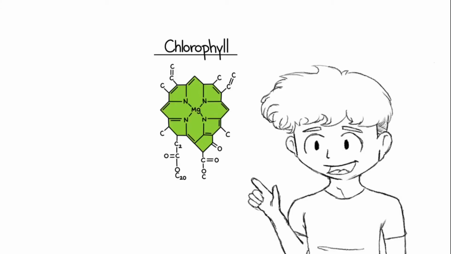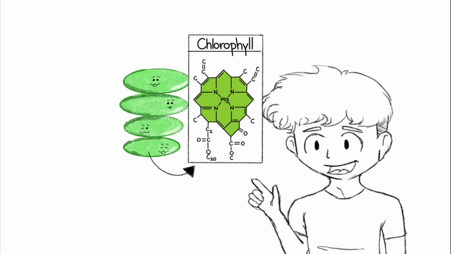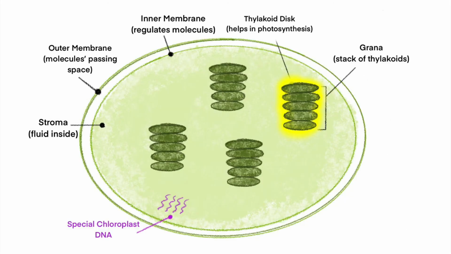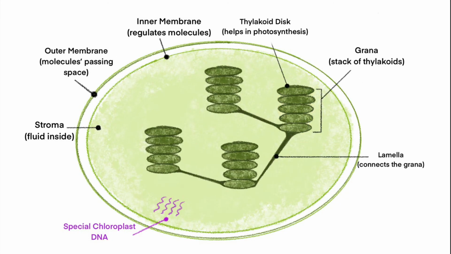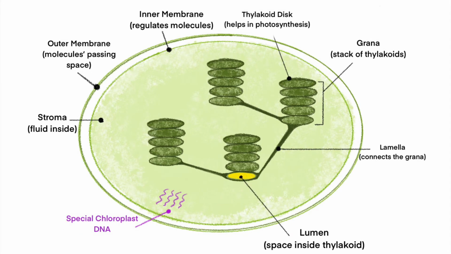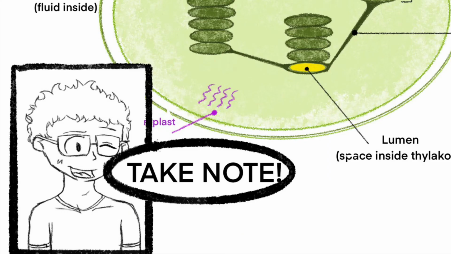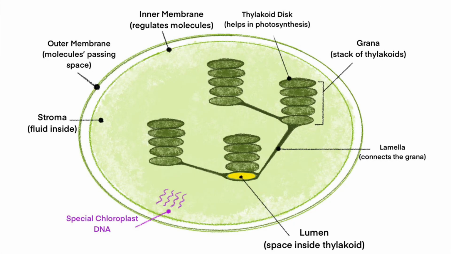If you said chlorophyll, then you are correct. Chlorophyll compounds live in the thylakoids. Back in our diagram, we have the lamella, which connects the stacks together, and the lumen, which is the space within each individual thylakoid. Take a moment to note this diagram.